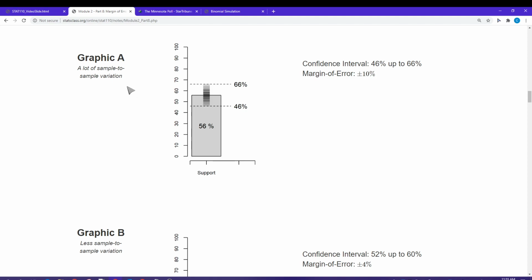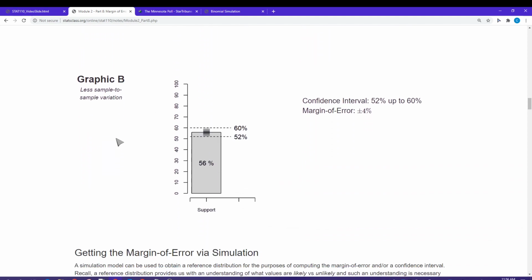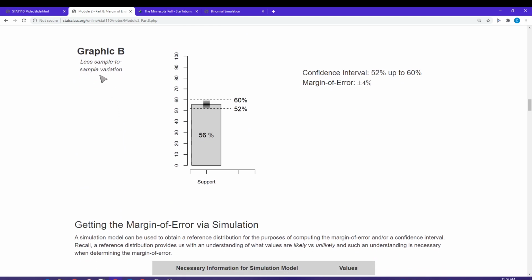So when I have a lot of variation from sample to sample, then that 56% is going to be bouncing around quite a bit. So if I had a 10% margin of error, it could go as low as 46%, and the proportion that support stricter gun laws could go as high as 66%. On the other hand, if I do not have as much sample-to-sample variation, then that means that 56% is not going to change as much from sample to sample.